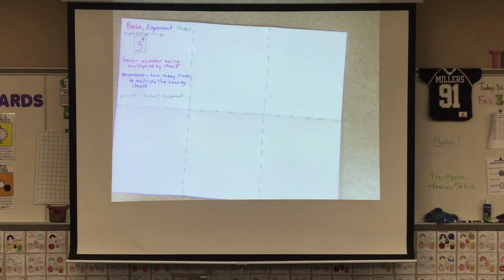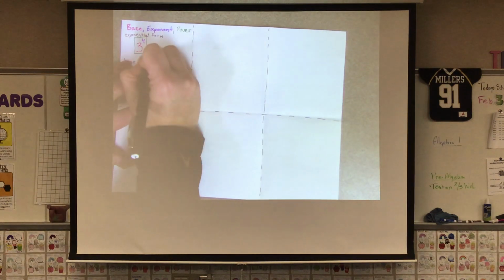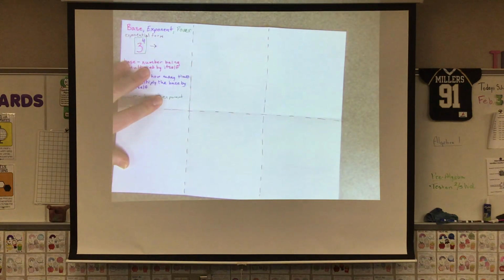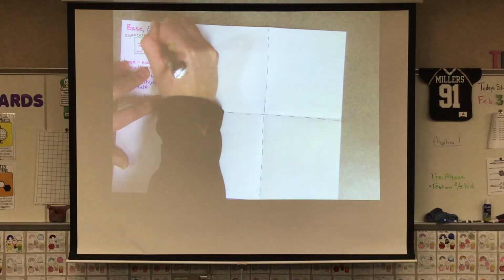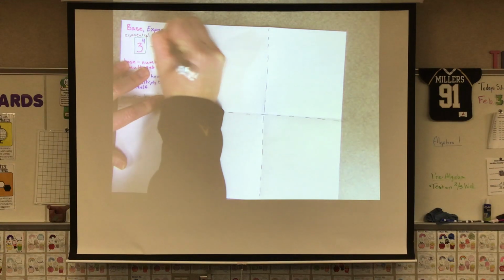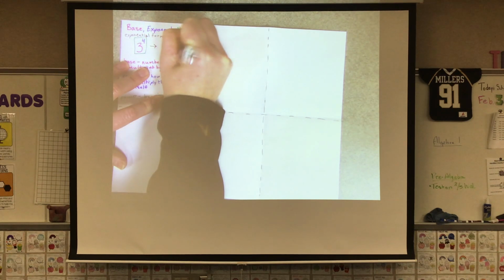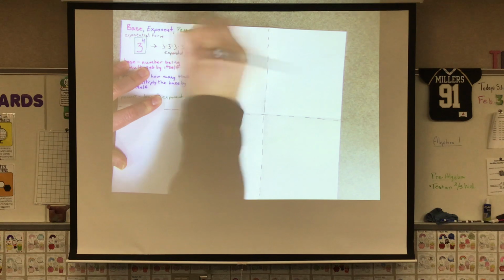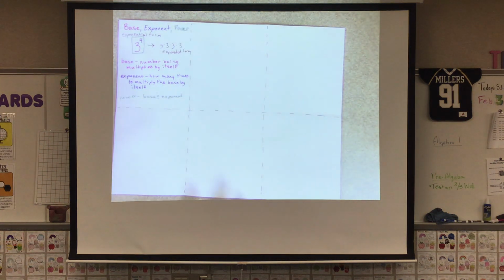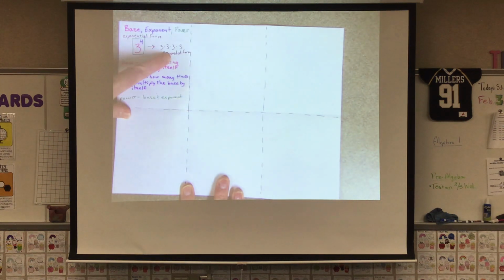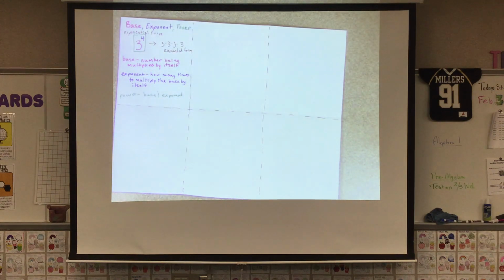Then we can also have what we call standard or expanded form. So in this case, 3 times 3 times 3 times 3. This is called expanded form. We don't use it very often, but just so you know the difference. This is exponential because it has an exponent. Expanded, we're writing it all out.